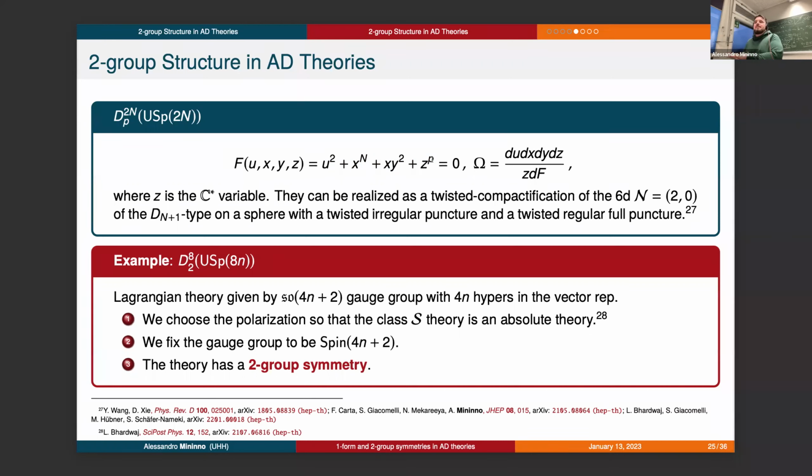So we have found a theory in the Argyres-Douglas setup, which is Lagrangian, but still is a DPG theory that has a two-group structure.